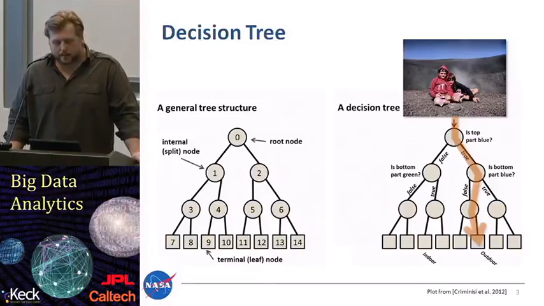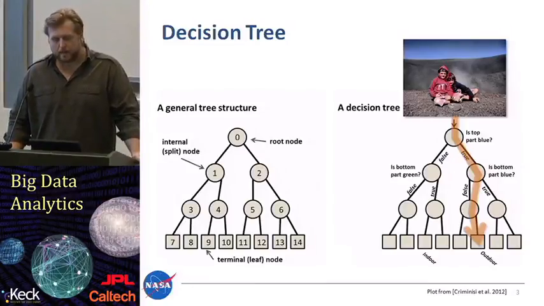So in general, a decision tree is a set of nodes. On the left side, we see a general tree structure. The tree starts at a root node, that's 0 in that case. Then we have intermediate split nodes where decisions are made, and then the tree splits up in sub-partitions, and then at the end we have terminal nodes or leaf nodes.